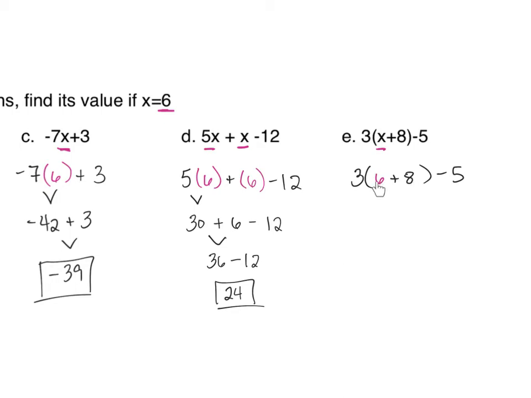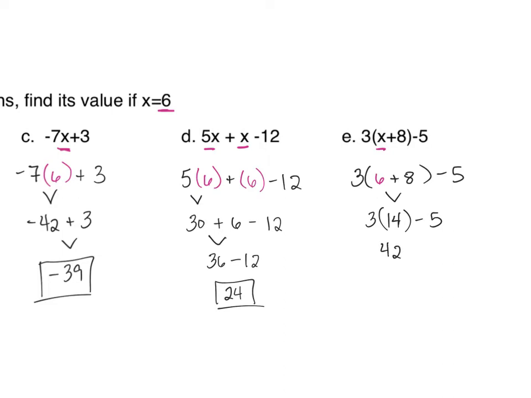So now that I have that plugged in with those parentheses, I want to do the math inside of the parentheses first. So 6 plus 8 is 14. I'm going to keep that in parentheses and drop down everything else. So 3 times 14 minus 5. 3 times 14 is going to be 42.